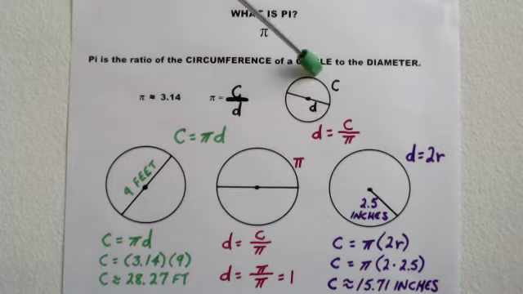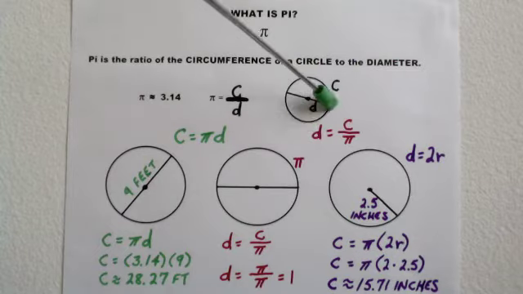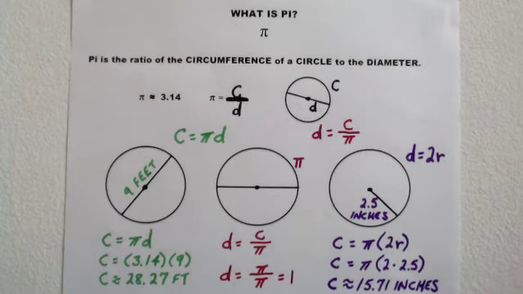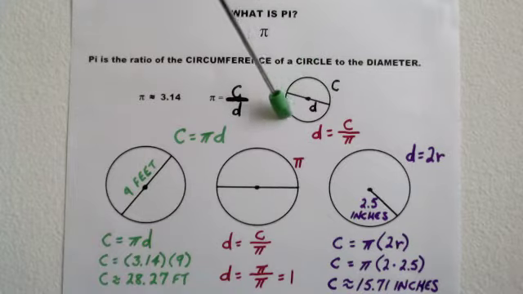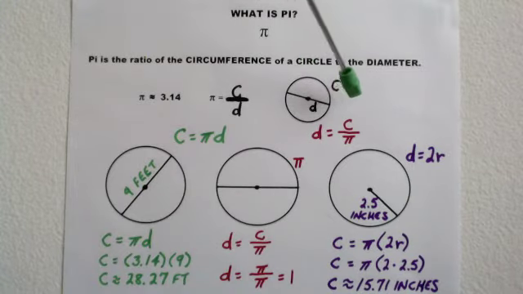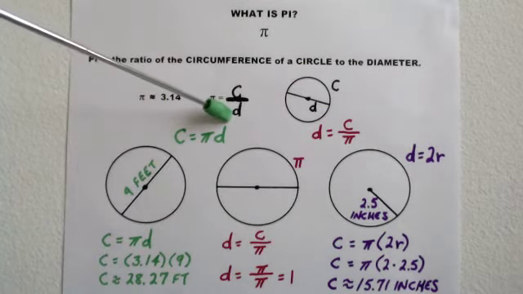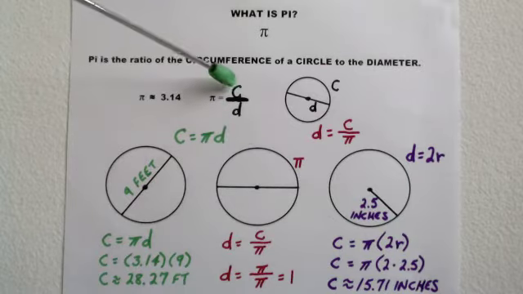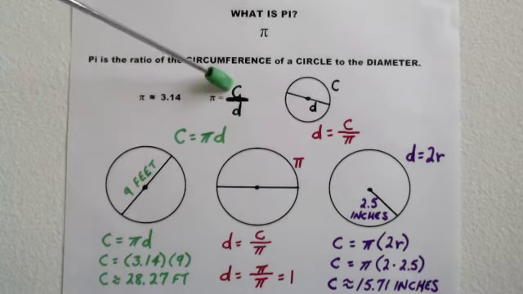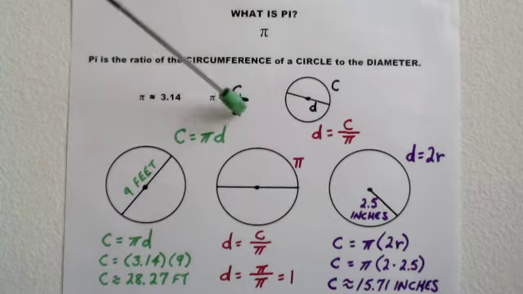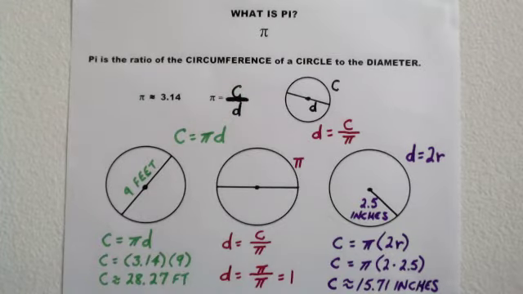Circumference is the distance all the way around the circle, and diameter is the distance across the circle through the center. As you can see, the distance around the circle is much longer than the distance across the circle. The smaller number goes in the denominator, and the larger number goes in the numerator. People often forget which one goes on top.